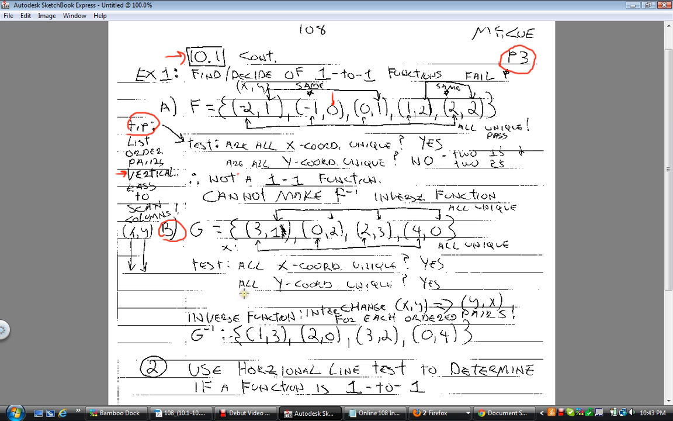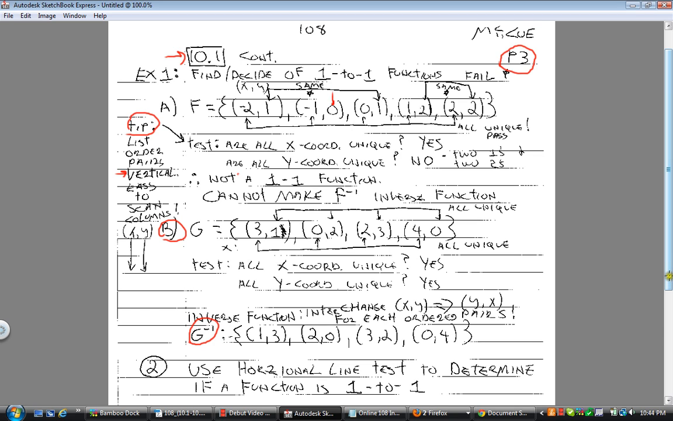Now, to write the inverse function, remember, don't forget we use the symbology. The function raised to a -1, that means inverse. You simply take the xy coordinates. If it was 3, 1, you simply swap them and write 1, 3. Continue on this process. 0, 2 becomes 2, 0. 2, 3 becomes 3, 2. 4, 0 becomes 0, 4. And that's all you have to do. That's the beauty of the one-to-one functions, is you're just simply going to swap the xy coordinates.